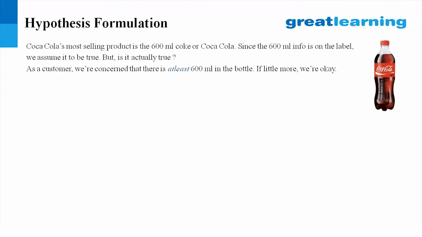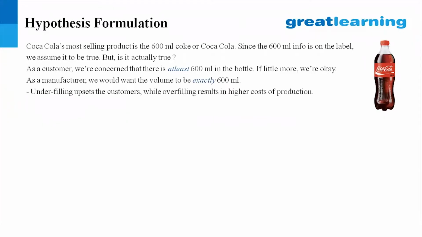So if you're a customer, you'll want that there should be at least 600 ml. If it's a little more, you're okay with it, but at least there should be 600 ml. So this is from the customer perspective. The same thing can be tested from a manufacturer perspective as well. As a manufacturer, if you are the Coca-Cola bottle manufacturer, you will want the volume to be exactly 600 ml.